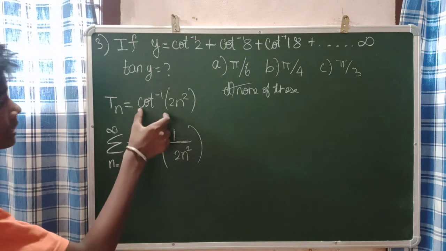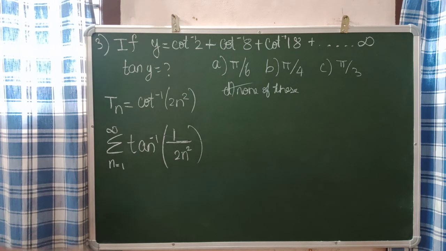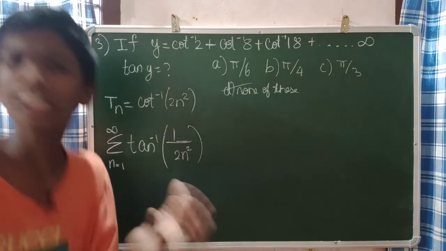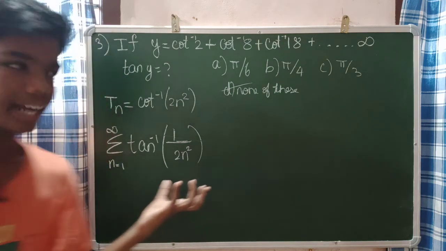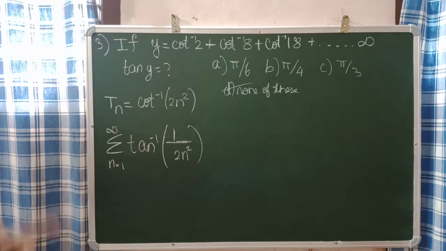I just convert this term cot of 2n square in terms of tan inverse. That will be tan of 1 by 2n square, because tan theta and cot theta are reciprocal relation. Then of course this is right. So cot of 2n square is tan of 1 by 2n square.